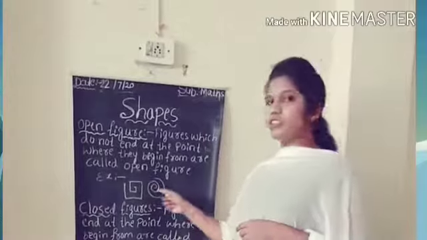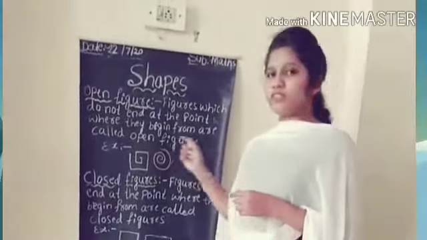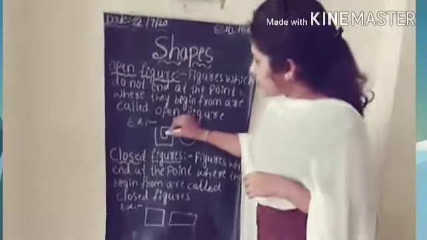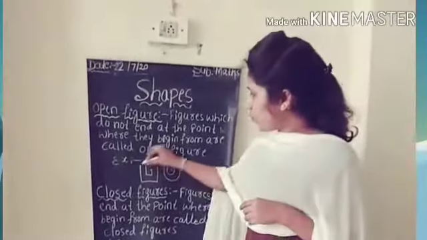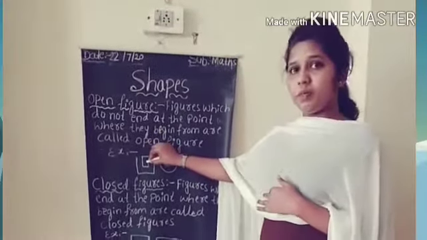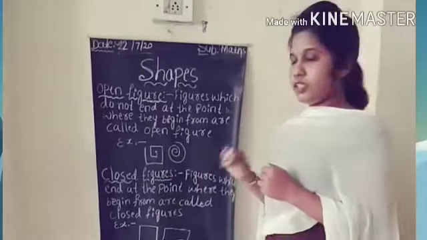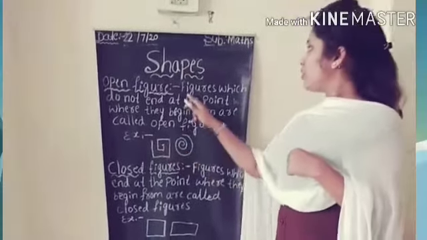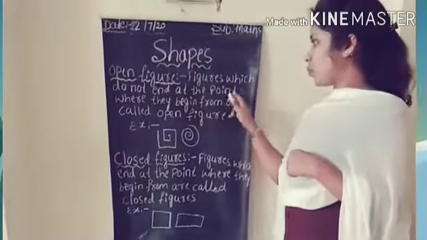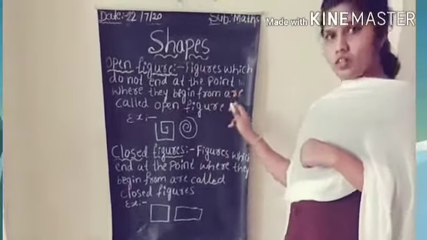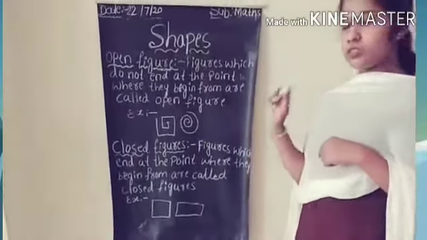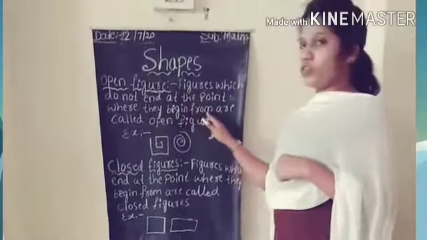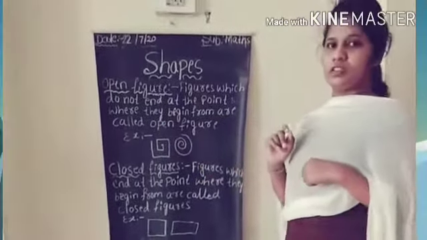Students, look at these figures. What do you observe from these figures? These figures have a starting point and an end point. But both are different. Both points are not in the same place. Understood? So, figures which do not end at the point where they begin from are called open figures.